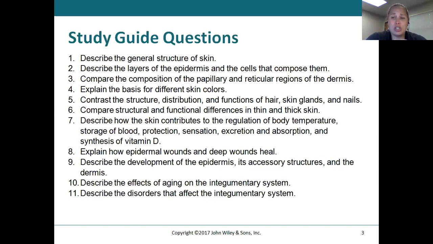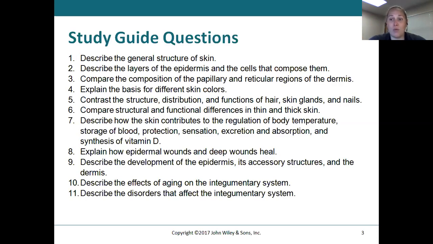So the study guide questions, just a quick rundown here as we're going through them. We're going to be looking over the general structures of skin, talking about some of the different types of skin cells. We'll be talking about what's the molecular basis for different types of skin colors, structures of hair, thin versus thick skin, some of the functions of skin, how wounds heal, parts of the epidermis, and then finish up talking about aging and disorders of the integumentary system.